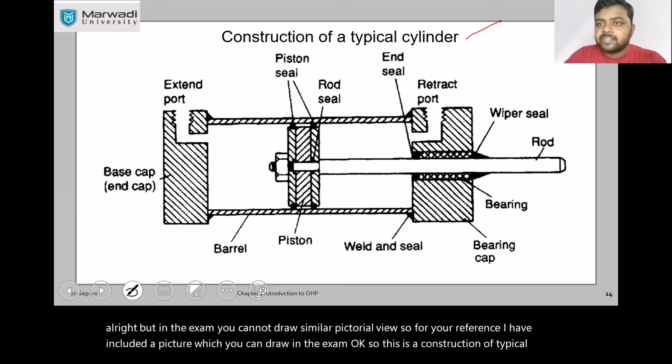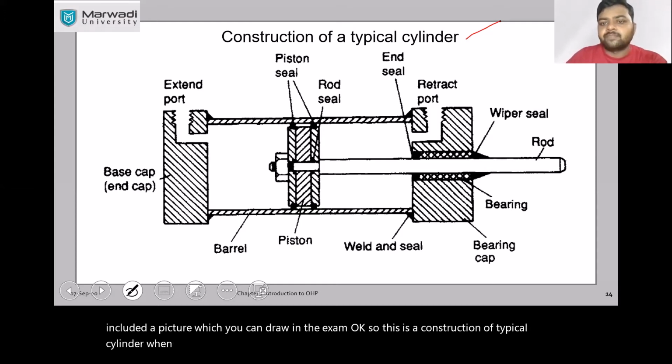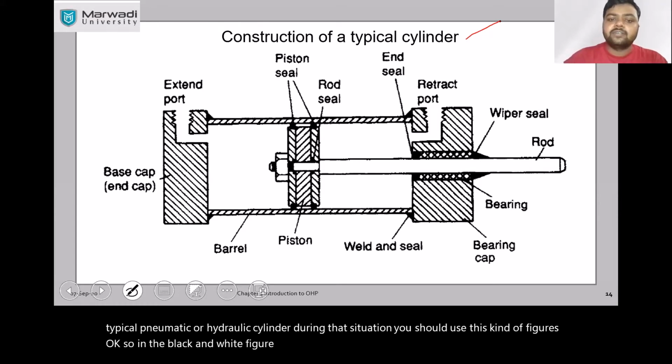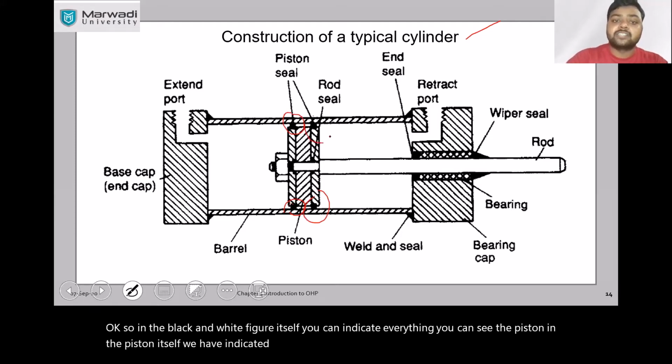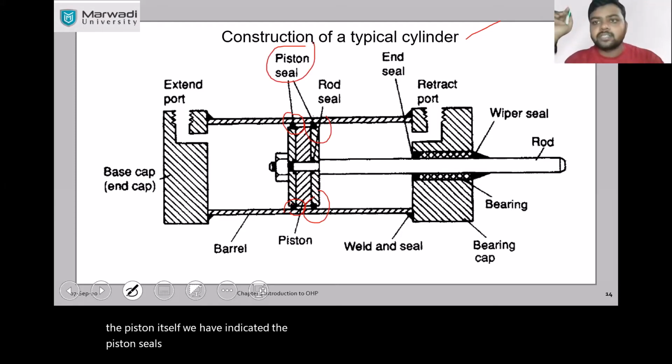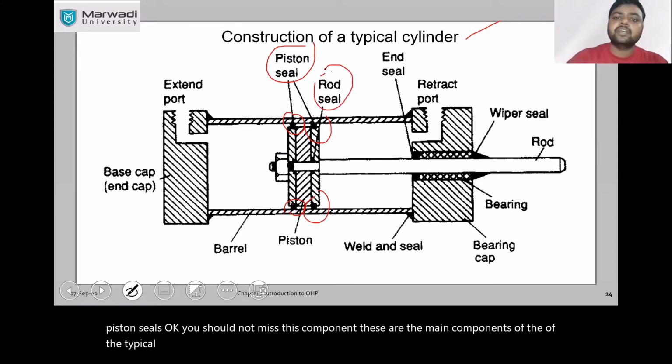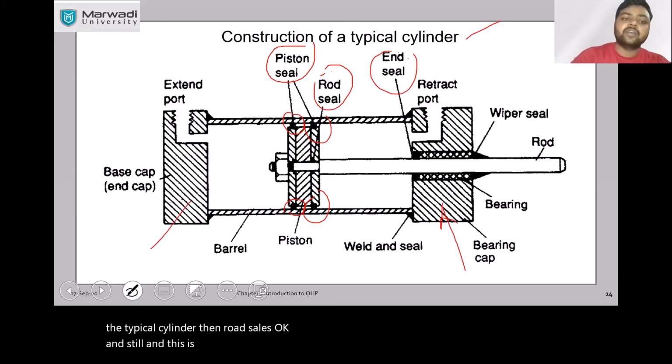When a similar question comes in an exam, whether it is asking for explaining the construction of a typical pneumatic or hydraulic cylinder, during that situation you should use this kind of figure. In the black and white figure itself you can indicate everything. You can see the piston. In the piston itself we have indicated the piston seals. You should not miss this component. These are the main components of the typical cylinder. Then rod seals, end seal, and this is your two ends, front and rear end.